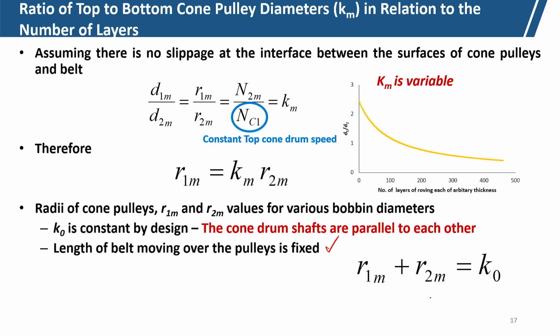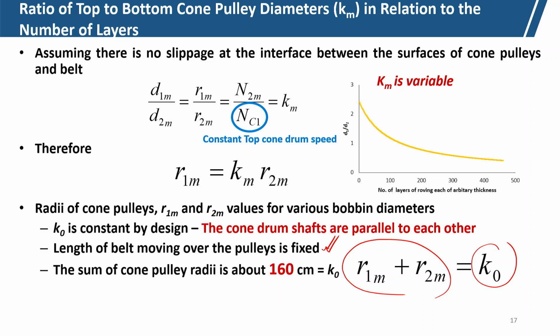If these are not constant, if K0 is not constant, then we cannot design a belt. The belt will always be stretching or relaxing. The sum of the cone pulley radii is around 160 or 165, that we can maintain. So, I think we can consider 165 also. That we will see.